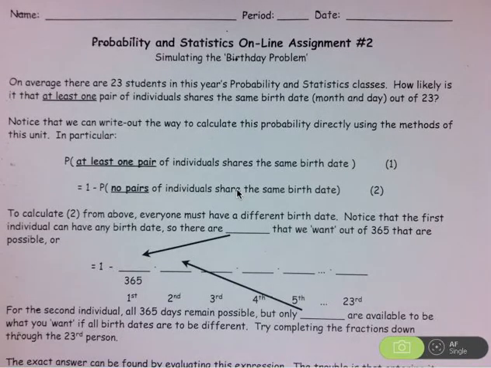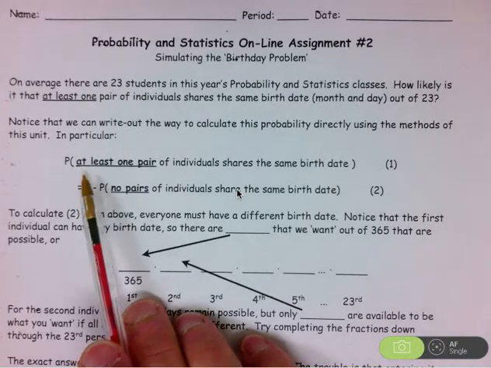Hi guys, let me take a few minutes and set up the situation for the birthday problem here in this first video. So let's assume that there are 23 students in a class. How likely is it that at least one pair of individuals shares the same birth date? So we mean month and day out of those 23.